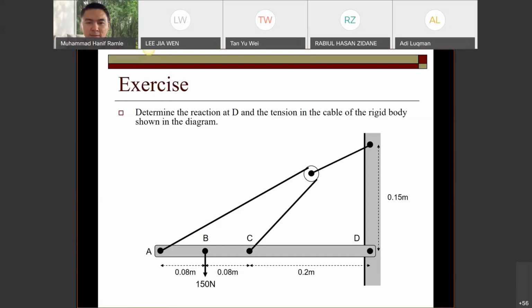What is the answer for this exercise? Dx, dy, and also the tension, and also the moment. Anyone? I believe you already did it. Anyone? What is the answer? What do you get?